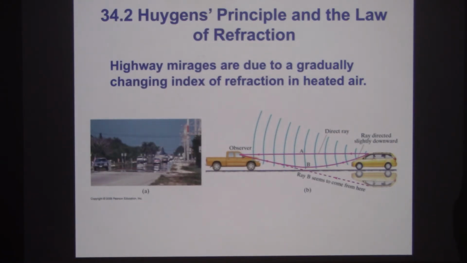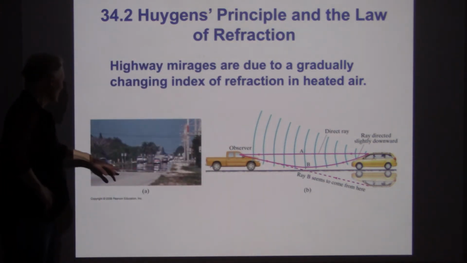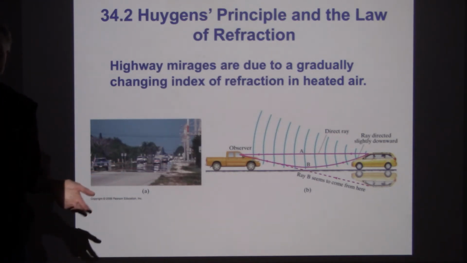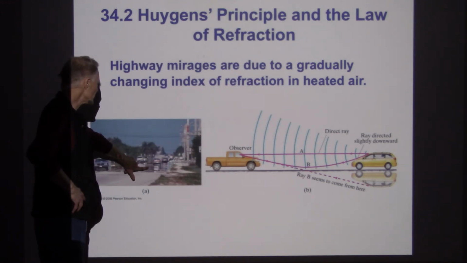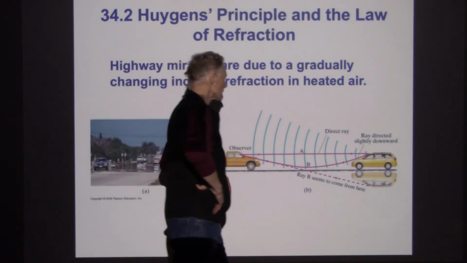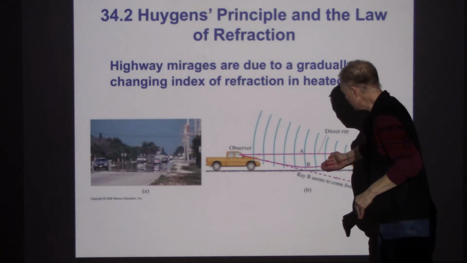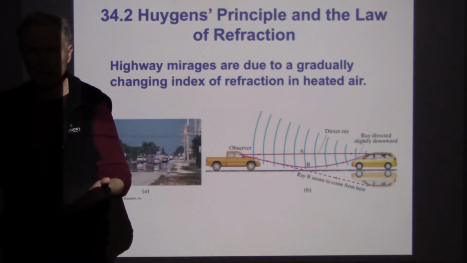Another effect that we can understand with this is mirages on the highway. On the left they've got this picture. You guys have seen this. It's a hot day and you look down at the highway and you go, oh my gosh, the highway's gone. It's covered with water. Why is the highway shimmering? That's because when you look down at where the highway is, you're not seeing the highway. What you're seeing instead is light passing through the air.